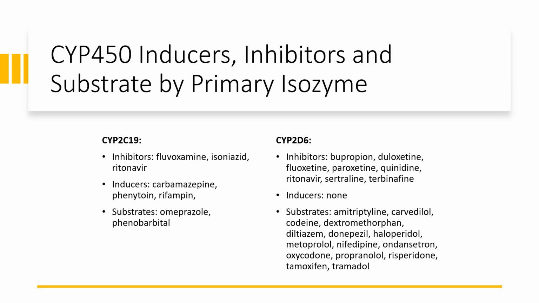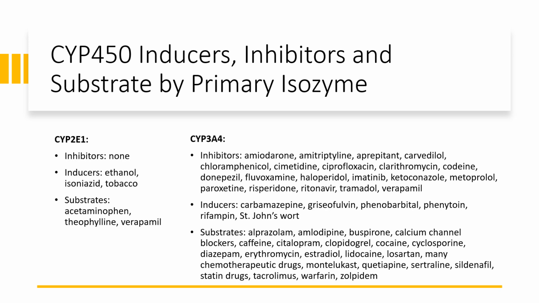The next 2 CYP450 isozymes are the 2C19 and 2D6. A list of inhibitors, inducers, and substrates are listed here. So for the 2C19, inhibitors include fluvoxamine, isoniazid, ritonavir. Inducers include carbamazepine, phenytoin, rifampin. Substrates are omeprazole and phenobarb. For the 2D6, you have inhibitors such as bupropion, duloxetine, amongst others. With 2D6, ironically, there are no currently identified inducers, but substrates are plenty, including amitriptyline, carvedilol, codeine, amongst others.